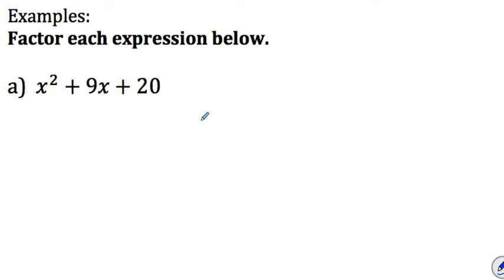Now, in your worksheet, when you turn in your worksheet, what I'm showing you here is what you must have in order to get full credit. So we are looking for numbers that will multiply to give us 20 and add to give us 9. So what I do is I come off to the side and I make a table.